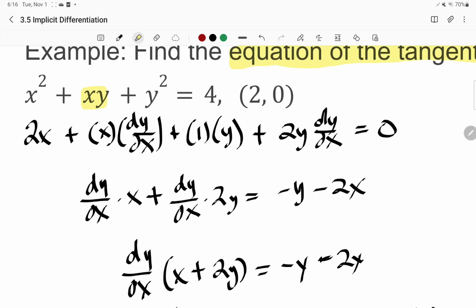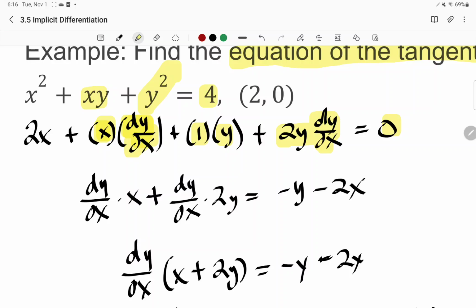So what I did is I did the derivative of x times the derivative of y plus, sorry, the other way around. X times the derivative of y plus the derivative of x times y. And then over here, you have 2y times the derivative of y, dy dx. Okay, and the derivative of a constant, that's where that 0 comes from.